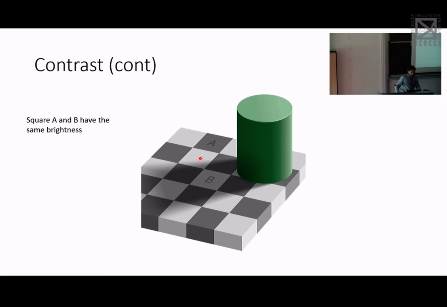So this is a typical optical illusion. The square A and the square B have exactly the same level of brightness, but given that our brain focuses so much on contrast, we perceive them as having two different kinds of luminosity. Is this clear? Okay.